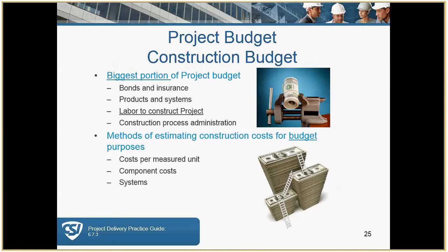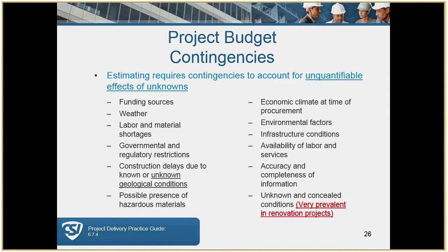Now we have methods of estimating construction costs for the budget. We can estimate costs per measured unit, which is usually done early on in a project using Uniformat. We have component costs, which is also done early in a project, and systems costs, which is also done early in a project. And you will be hearing a lot more about this later on in further sessions.